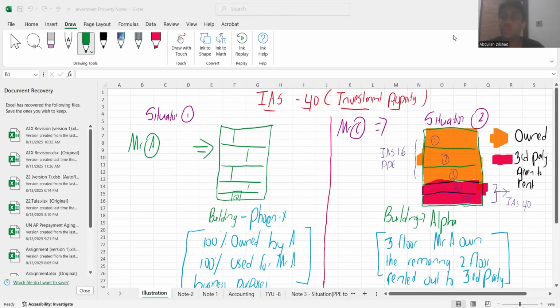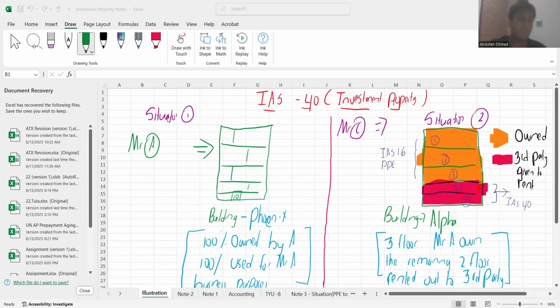Okay, so earlier it would have sounded like Greek, because I was just telling a story. There were no pictures, there were no numbers. So I have come up with an illustration, which would broaden your knowledge in terms of IAS 40. I've brought in two situations: situation number one and situation number two. Let us look at each precisely.